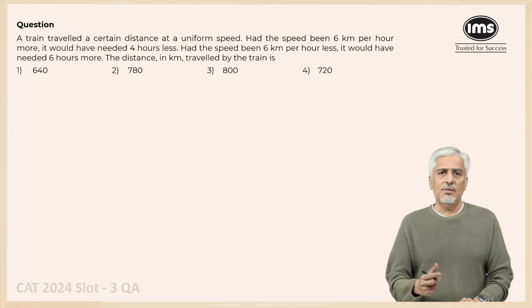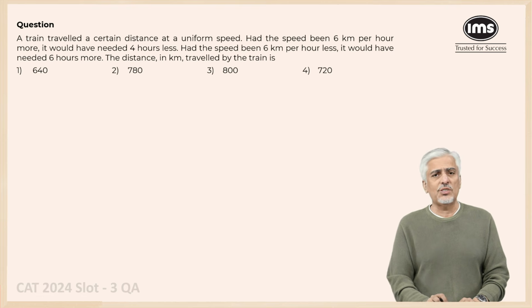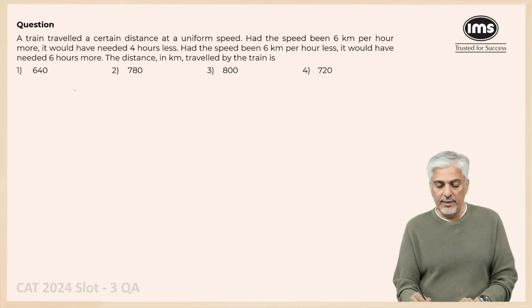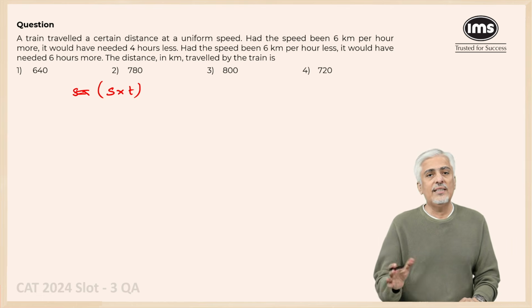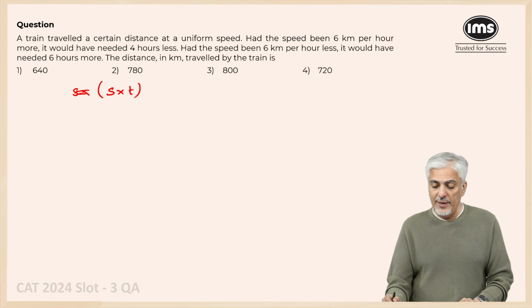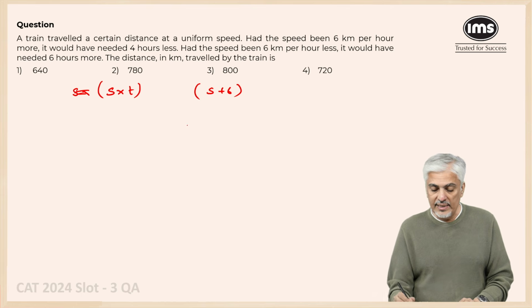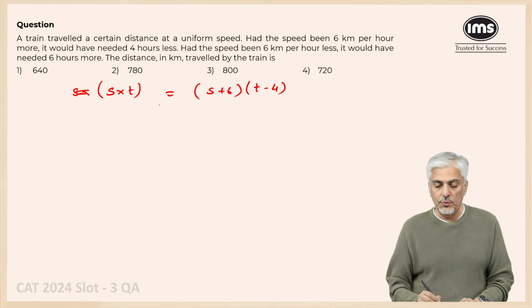Let's have a look at a question from time, speed, distance. I thought it was a very straightforward question. A train travels a certain distance at a uniform speed. So distance is speed into time. So speed into whatever time it took, that is the distance. Had the speed been 6 km per hour more, so had the speed been s plus 6, it would need 4 hours less. So t minus 4, that will be my first equation.